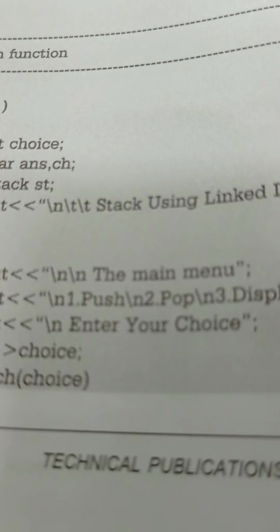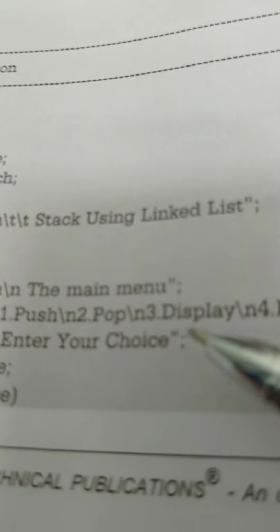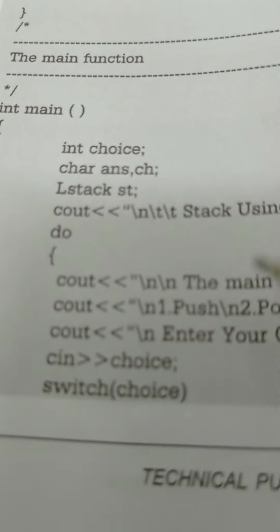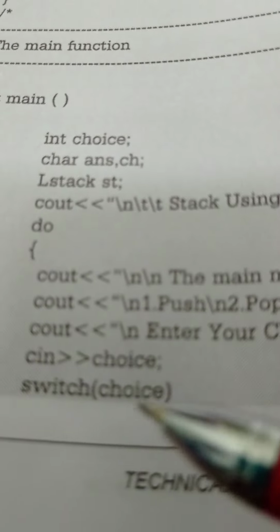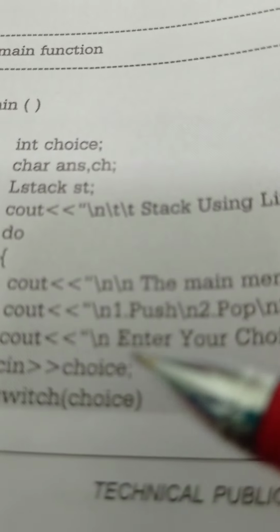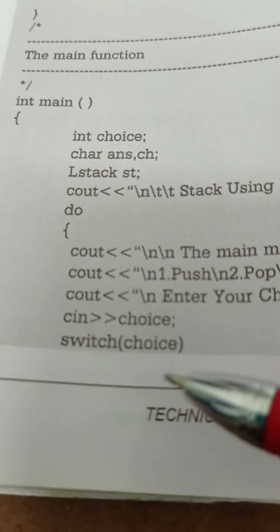Next, it will display enter your choice. Out of these four, one is push, second is pop, third one is display, fourth one is exit. Out of this, it will display enter your choice. Depending on those choices, it will execute those functions. That is, using the switch operator, we can have the choice.